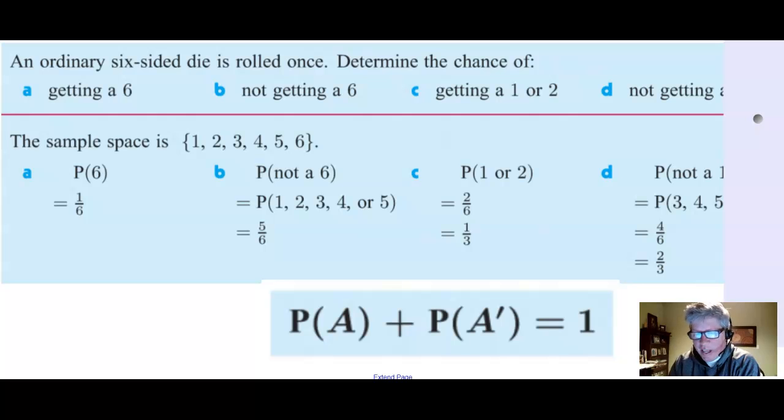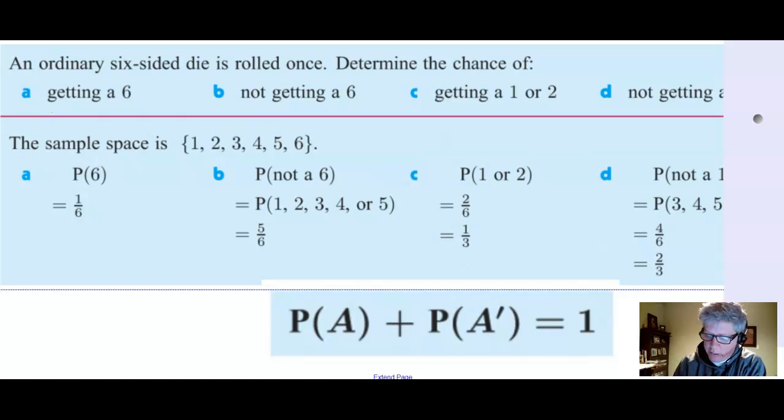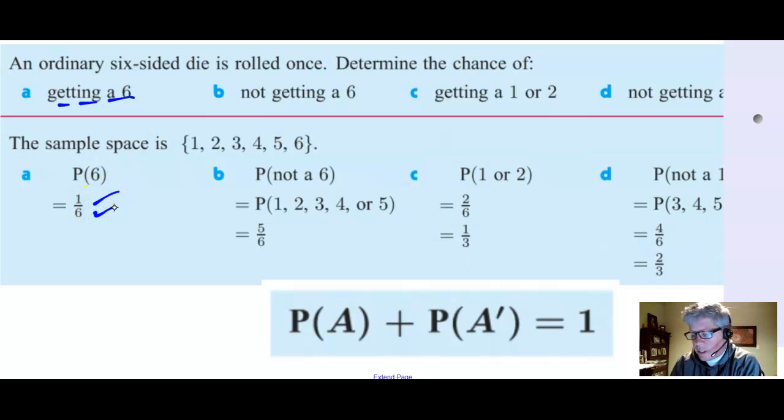That was awesome. All right, so an ordinary 6-sided die is rolled once. Determine the chance of getting a 6. Well, just like you thought, getting a 6, there's one of them over the total, 1/6. Not getting a 6, interesting, is everything else, and there's 5, so 5 out of 6.